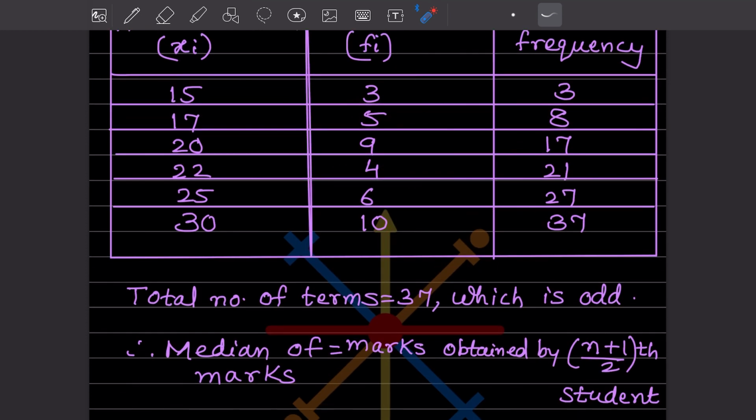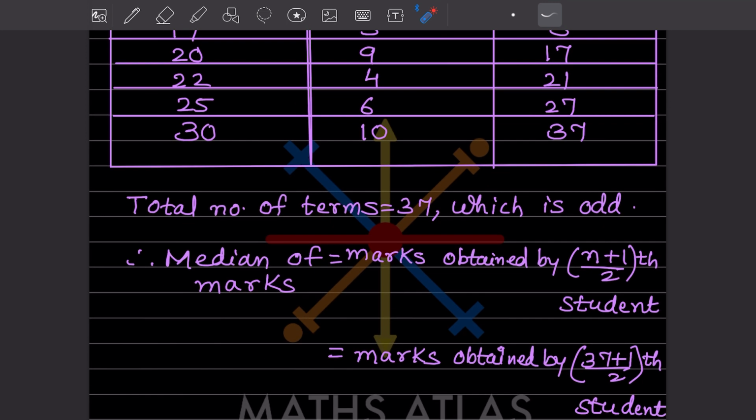So now we have the total number of terms, that is 37. Now 37 is odd, right? There are two formulas for this. You can look at my previous video for that. Whenever the number of terms is odd, there is one formula, and whenever the number is even, that will be a different formula. So here we have odd. So you are going to follow this formula.